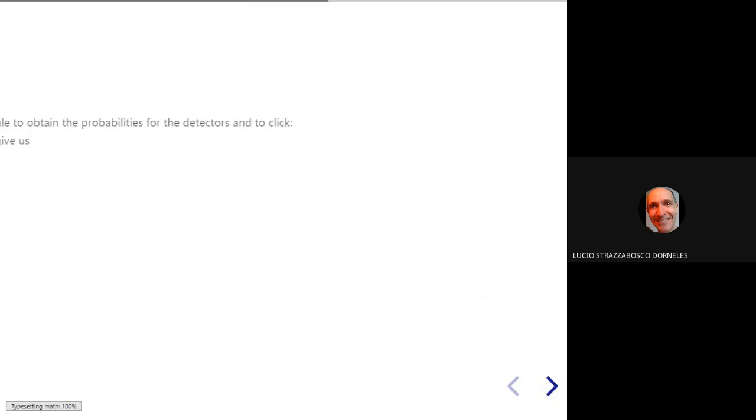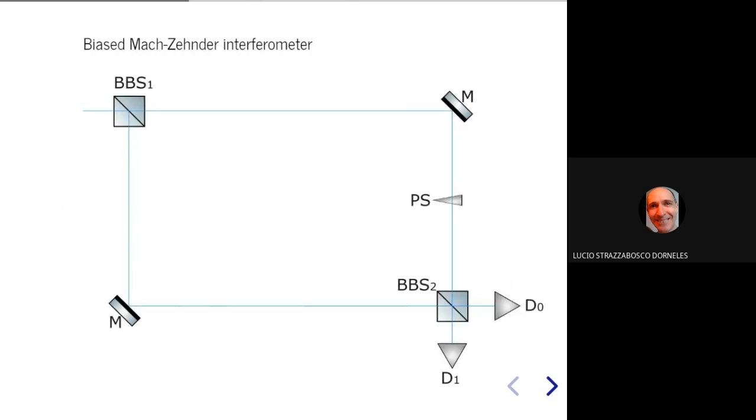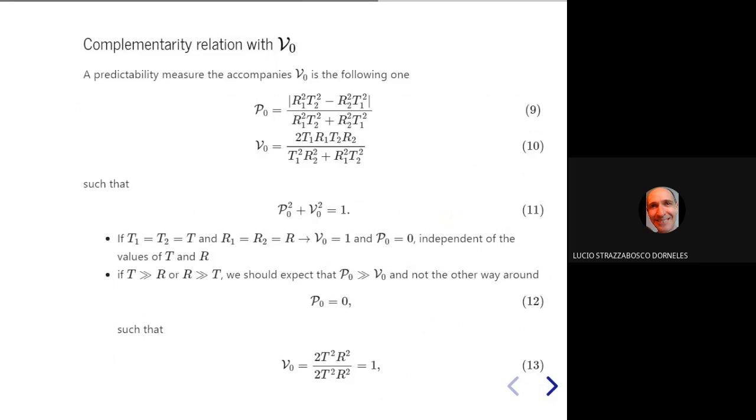When I talk about predictability and visibility in this setup, if you know the path inside of the interferometer, you know the which-way. And if you have more uncertainty about the path, you have the visibility, so you don't know where the photon is going through. So in these expressions here, you have a predictability of 0 and a visibility of 1. Okay. But now let's look at this case.